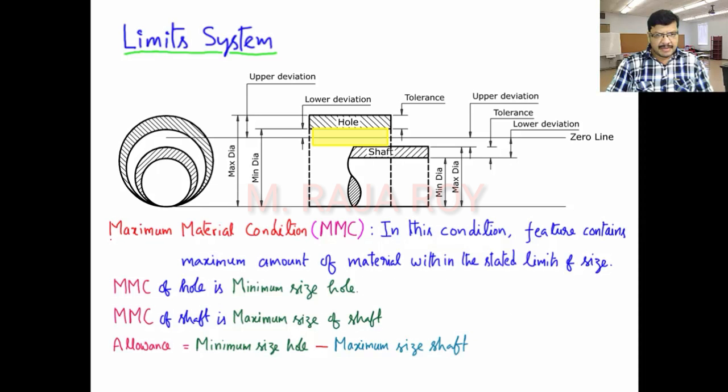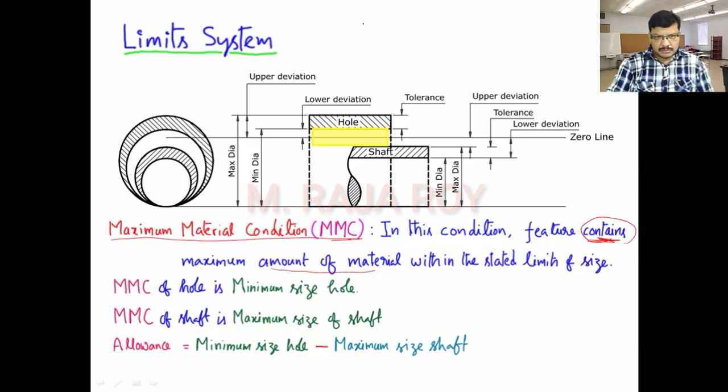Now, what is the maximum material condition, or MMC? Maximum material condition means the feature contains the maximum amount of material. The feature contains, that is important. This word contains is important.